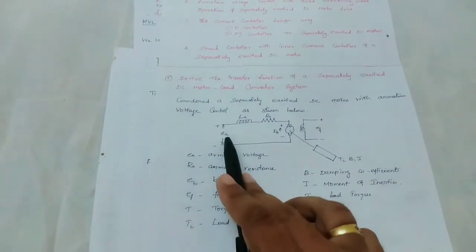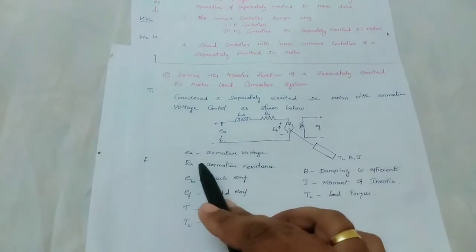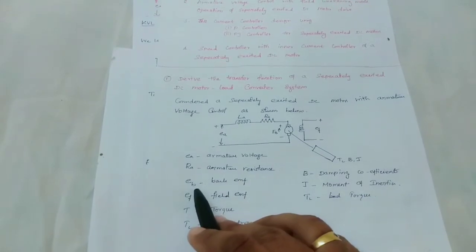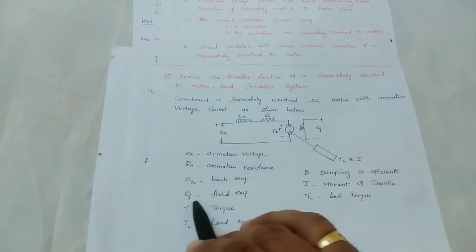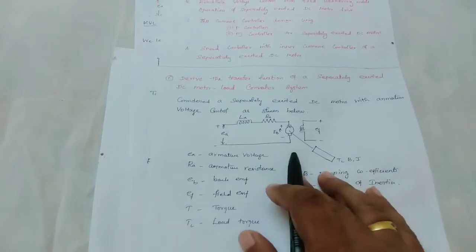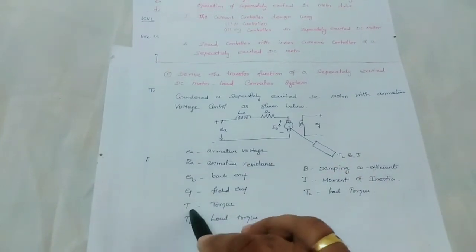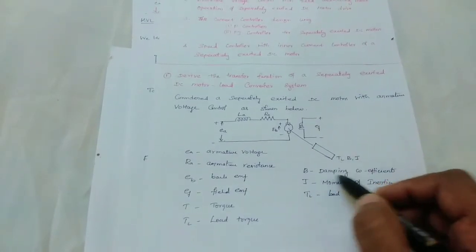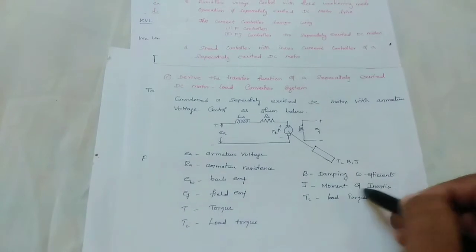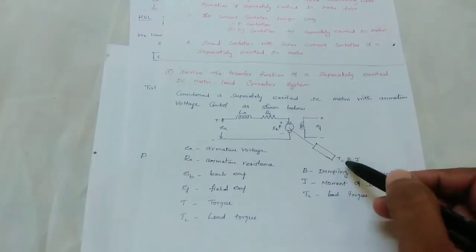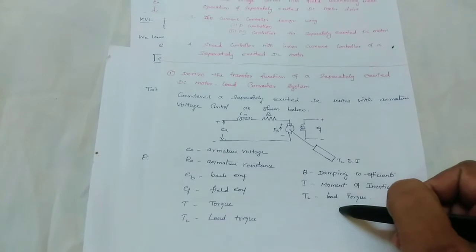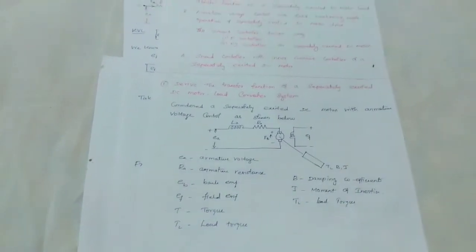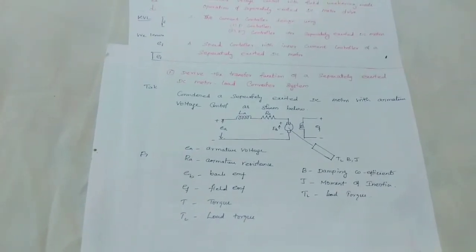The armature voltage EA is given. The armature winding consists of RA and LA, and the back EMF is produced here. The field supply, the field EMF, is given, and due to that a torque T is produced. For the mechanical parameters, B is the damping coefficient, J is the moment of inertia, and the torque produced by the load is TL. So these are the electrical and mechanical considerations we need to go through before the transfer function.